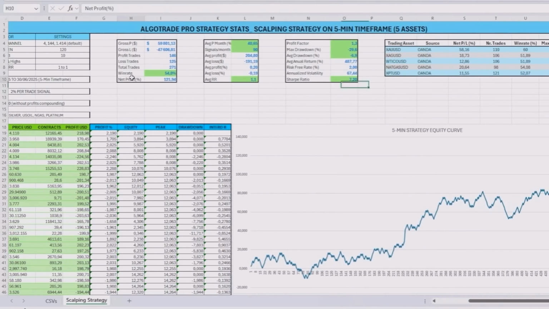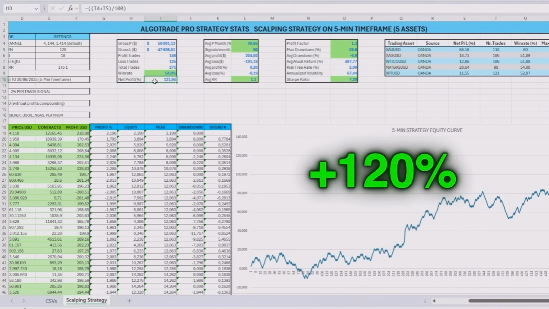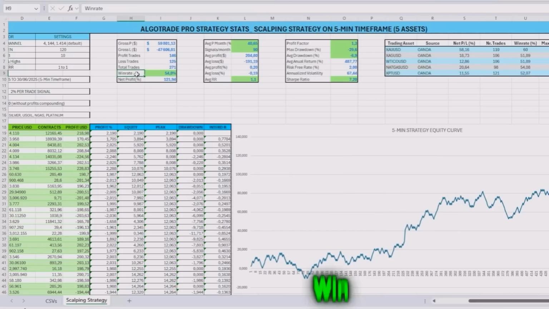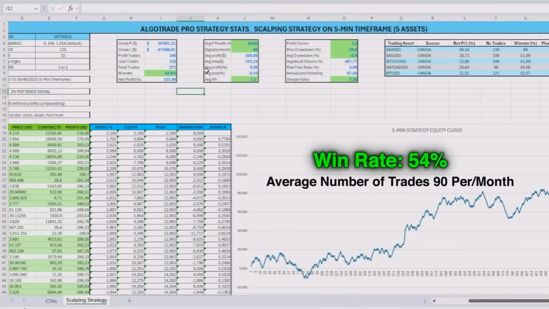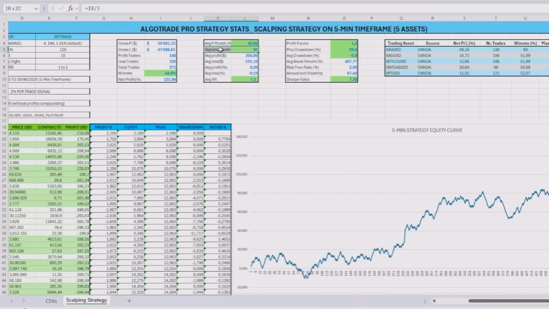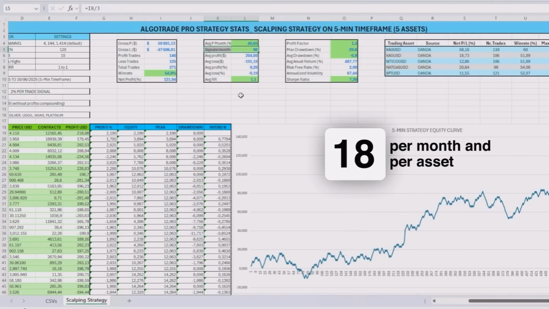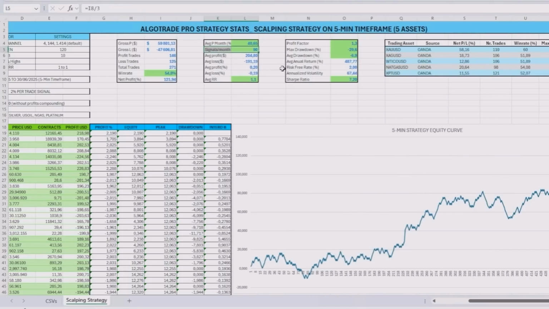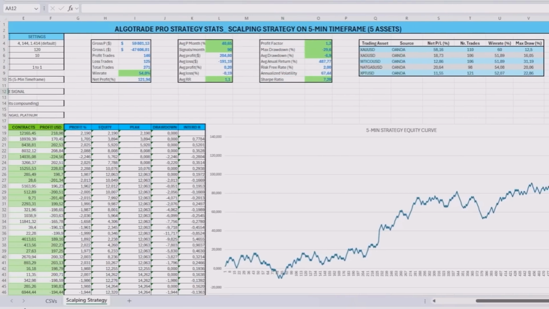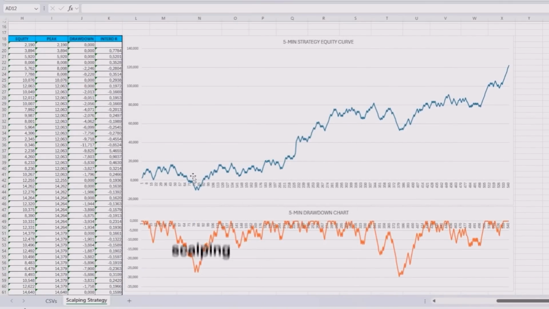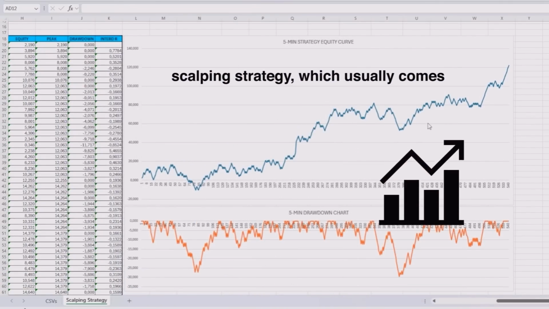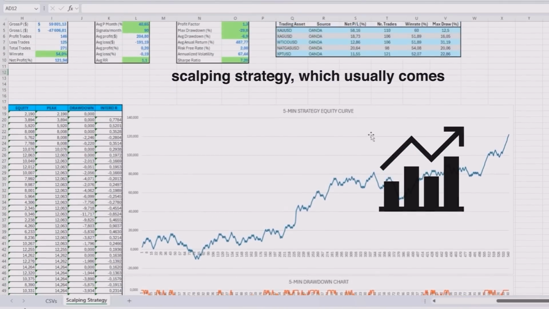Total net profit above 120% in just 3 months, win rate of 54%, an average number of trades of 90 per month, the same as 18 per month and per asset, a 1.3 profit factor and a Sharpe ratio of 7.2. And here's the equity curve, stable and consistent, even for a scalping strategy which usually comes with higher volatility.